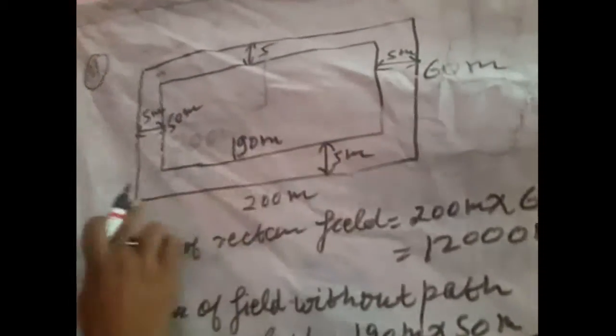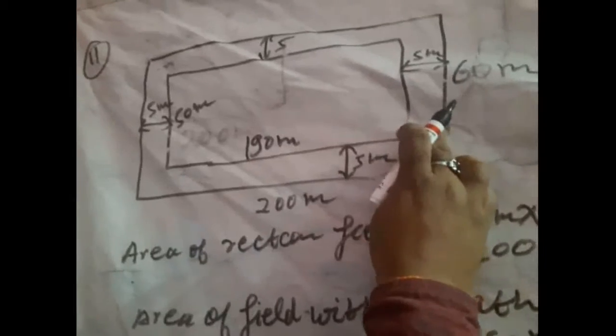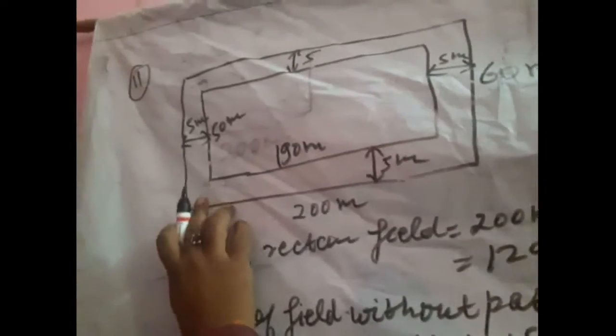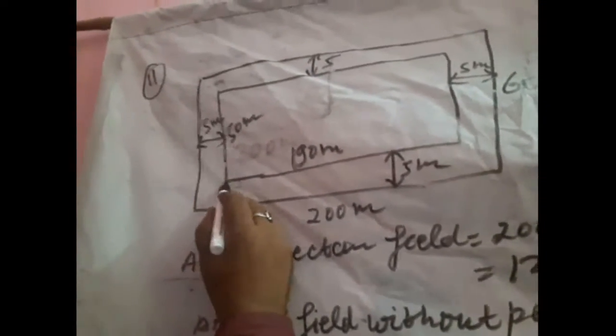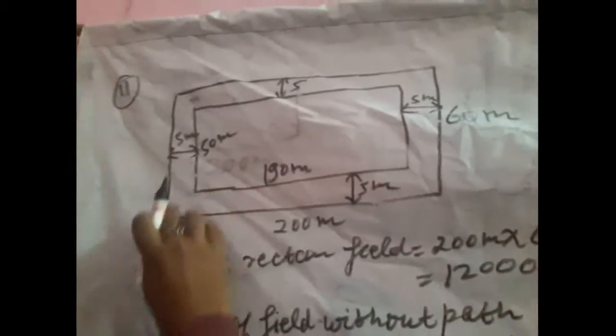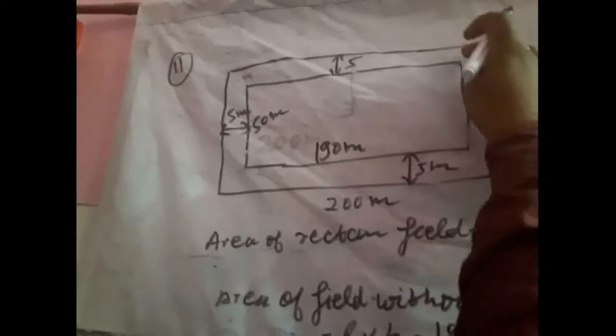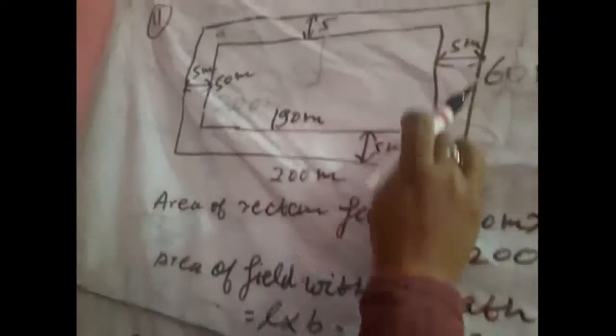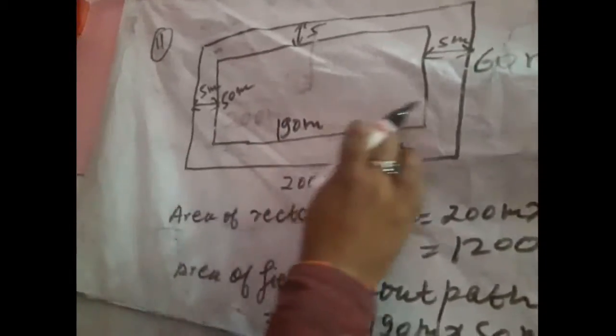What is this? This is total 200, 5 less here, 5 less here. It means from this point to this point is 190 meter. And how much this? This is your 60 meter, 5 meter here less and 5 meter here less. So it means this is our 50 meter. This is 50 meter and this is 190 meter.